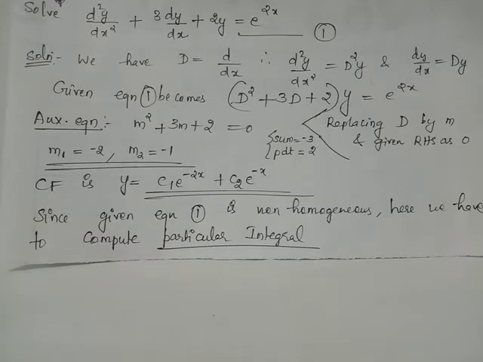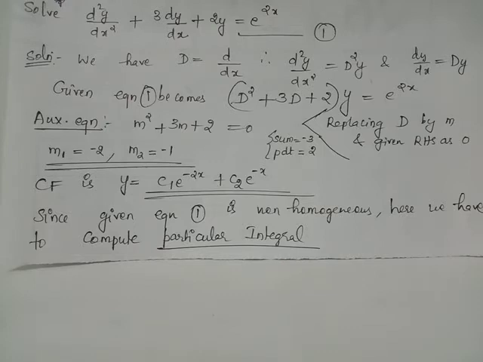Whenever we have unequal roots obtained for the auxiliary equation, complementary function will be y equals c1 e raised to m1x plus c2 e raised to m2x. Here we have complementary function y equals c1 e raised to minus 2x plus c2 e raised to minus x. Recall that complementary function will be the solution of f of D acting on y equated to 0.